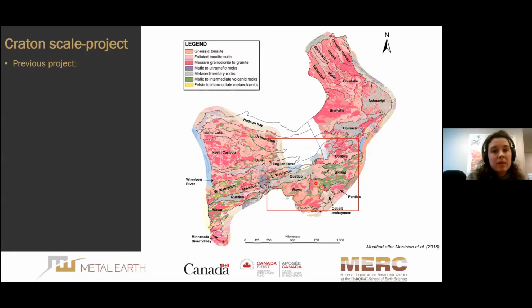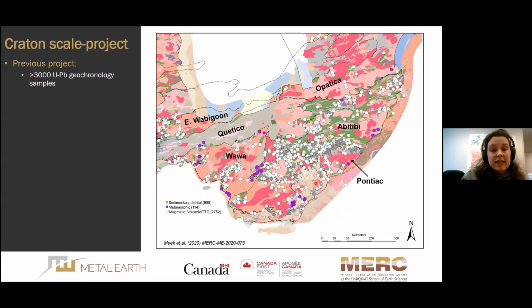If we zoom in on this area, we can see that prior to the Craton Scale project, there existed a number of uranium-lead geochronology samples. They're shown on this map, where the sedimentary rocks are indicated with gray circles, the metamorphic rocks are the purple circles, and the magmatic rocks are the white circles. David Mole, my supervisor, did some excellent work compiling all these samples, and he and others have also created a database.